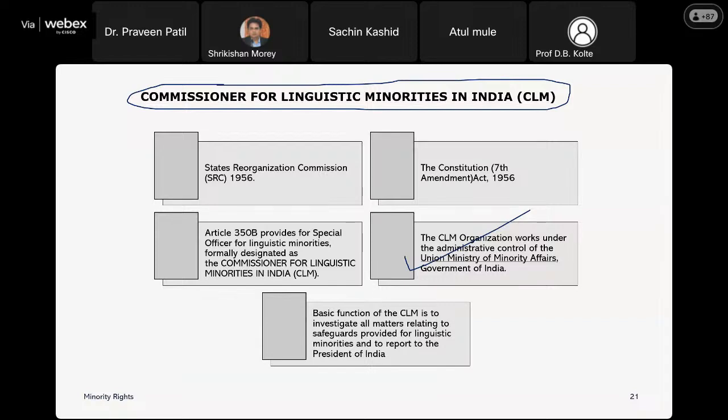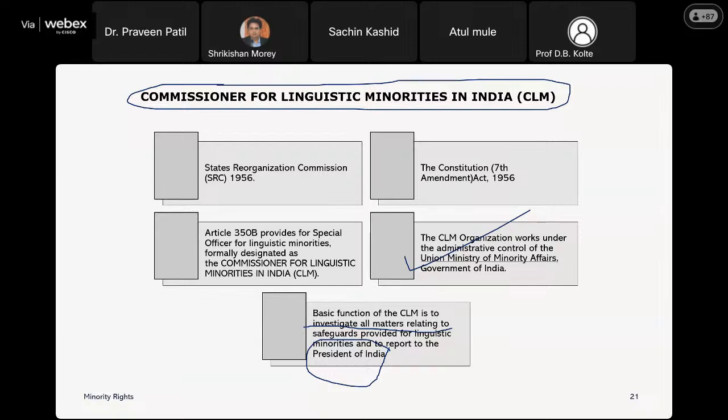His job is to investigate all matters relating to linguistic minorities' problems, and he is to report to the President of India, not to any other person. He is not to report to the Prime Minister. He is not to report to the Chief Minister of the state. He is to report the conditions and the predicaments of linguistic minorities directly to the President of India.